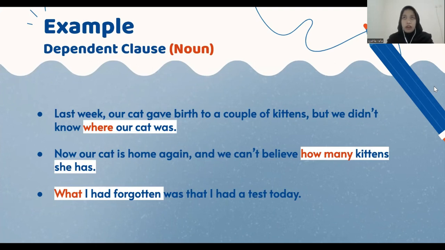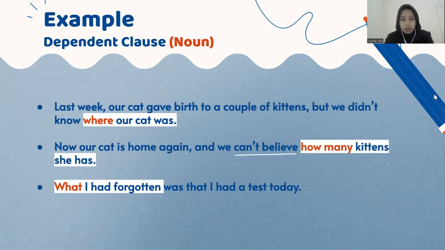Number two basically goes the same as number one: now our cat is home again and we can't believe how many kittens she has. How many kittens here acts as an object that goes after the verb can't believe.